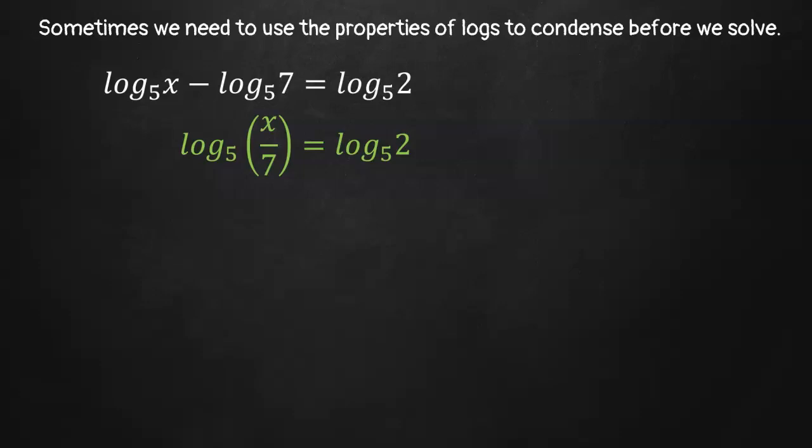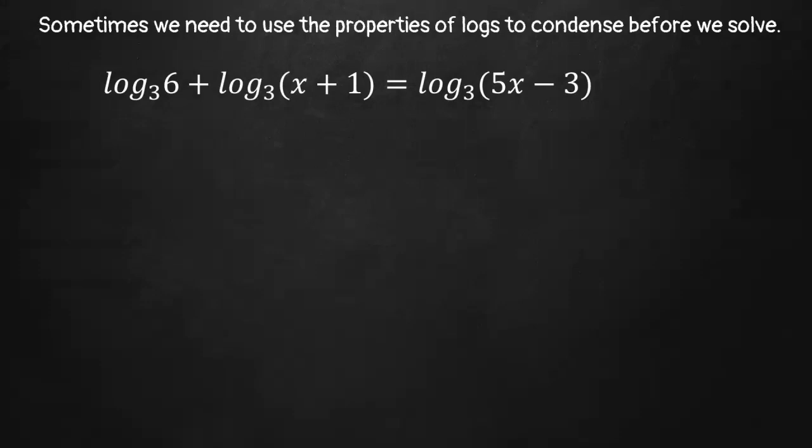Notice that now you have a question pretty similar to the very first example. When I've got a log on both sides, well, I can set my arguments equal to each other and then solve. I can multiply both sides by 7, which gets me 14. So now take that answer, plug it back in. Where do you see your x? Positive answer, I'm good. So x is equal to 14.